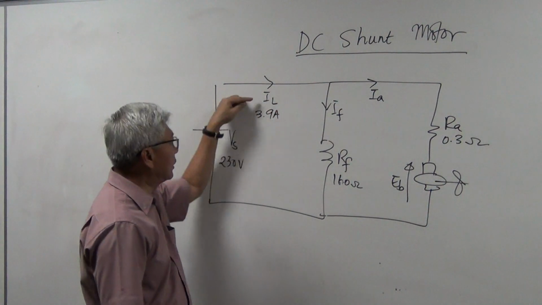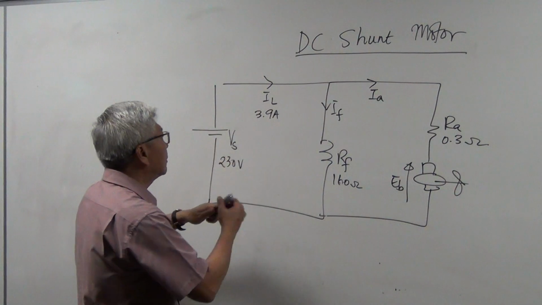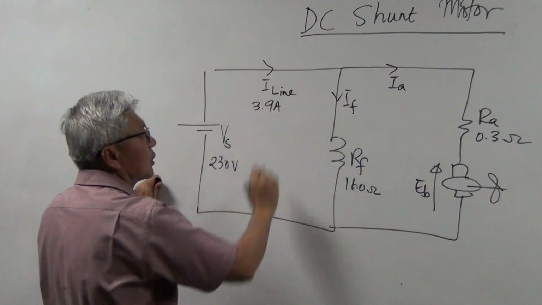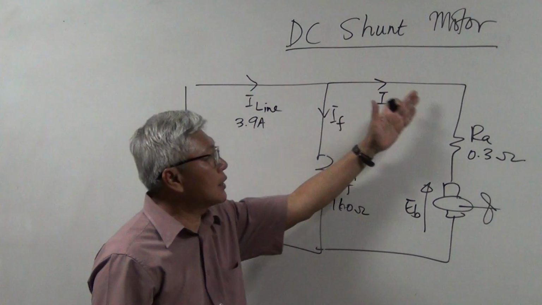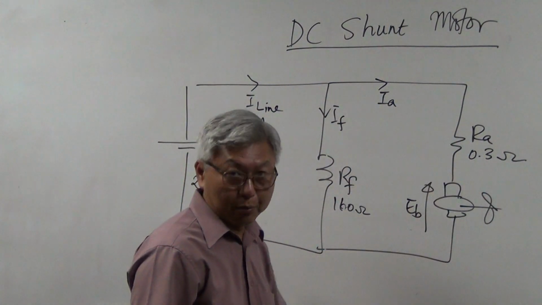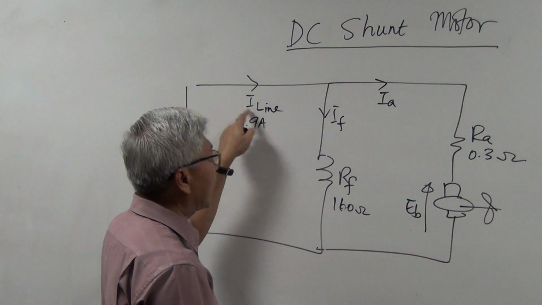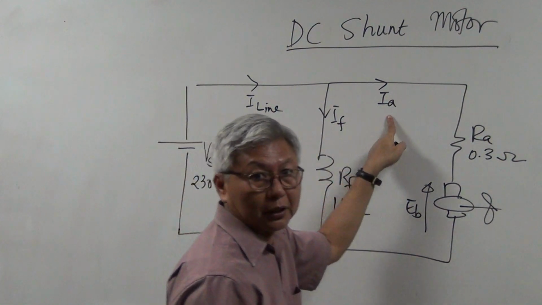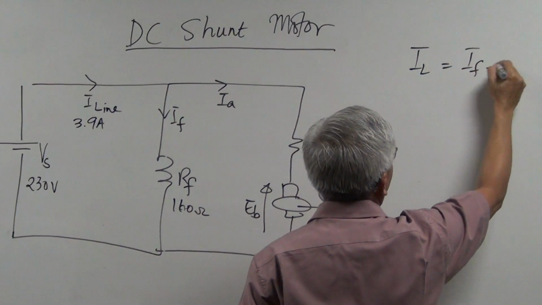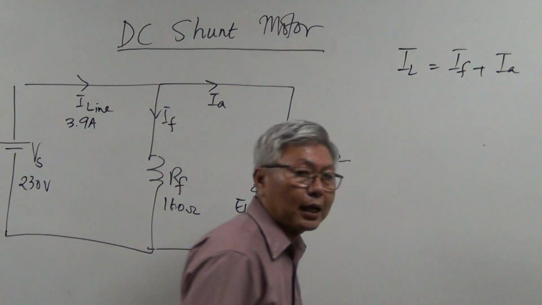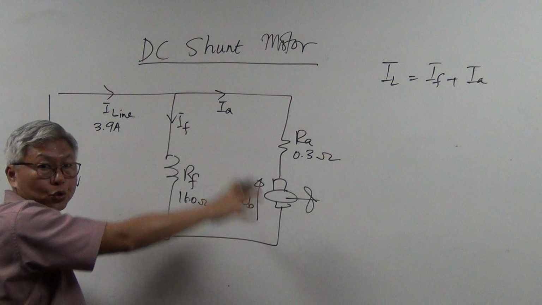Now there are three currents here. The total current is called the line current. This is called the field current, which we already learned many times. And this is called the armature current because it passes through the armature. So let us now come up with a relationship between the three currents: line current, field current, and armature current. You learned that line current is equal to field current plus armature current. That is your Kirchhoff's current law, isn't it? This main current comes here and splits into two.